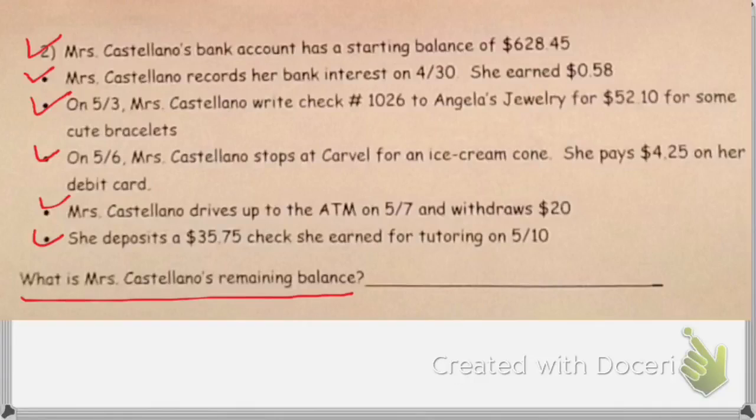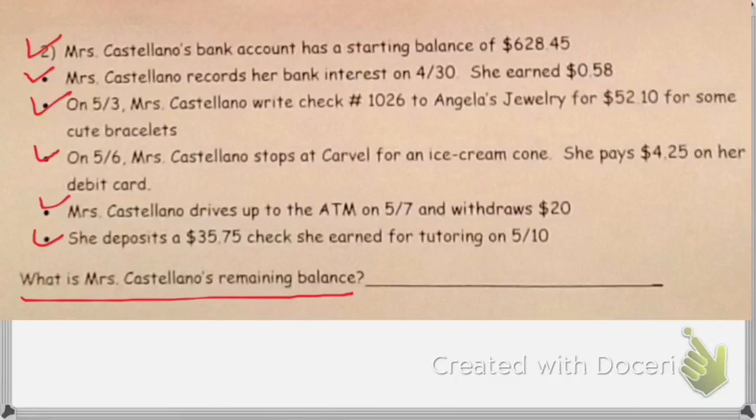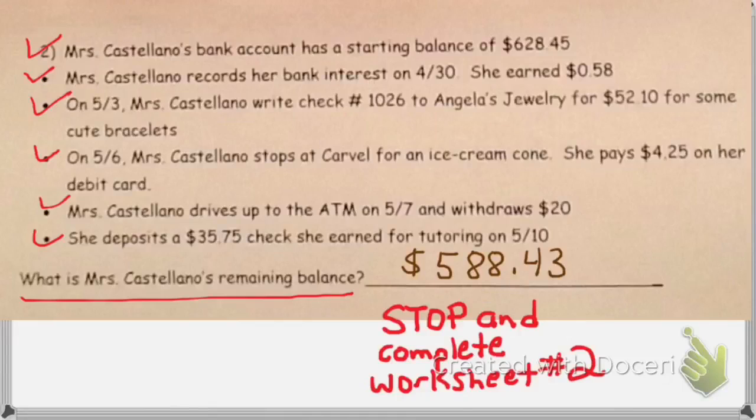I see that I am now up to my question, what is Mrs. Castellano's remaining balance? So to find the remaining balance, I go back to my checkbook register, and it's the very last gray box. That's the balance, which is $588.43. So Mrs. Castellano's remaining balance is $588.43. The $ sign is necessary, and the decimal between the 8 and 4 is necessary as well. Please stop the video and complete worksheet number 2 right now.